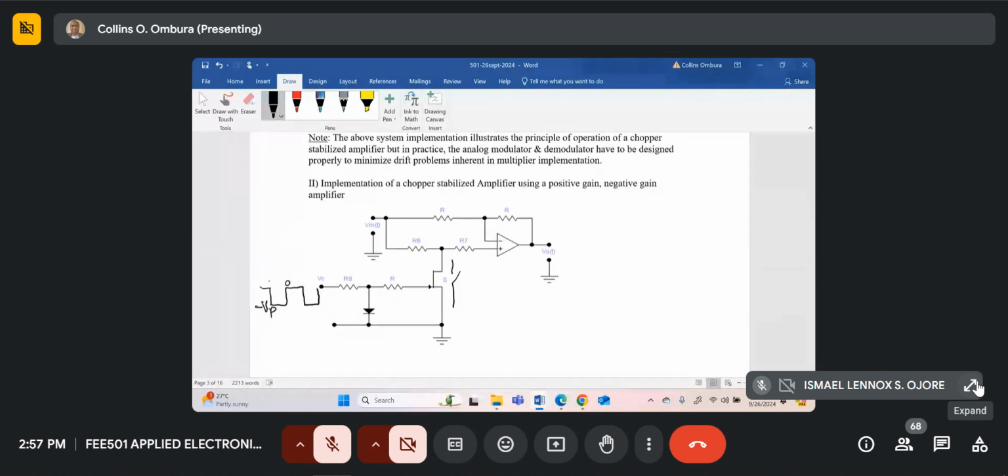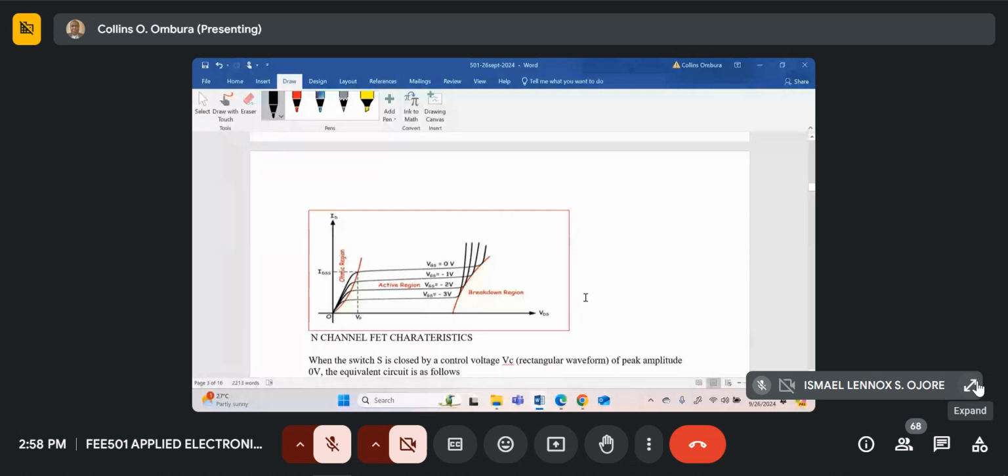Remember, the switch will just open and close. So when the switch is open, it means the point between R6 and R7 is open. When the switch is closed, the point in between R6 and R7 is connected to the earth. So actually, we can get an equivalent circuit, which I've drawn over here.